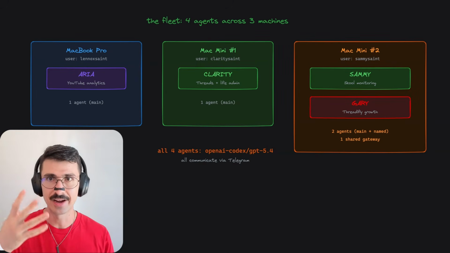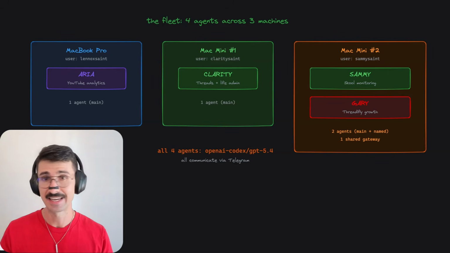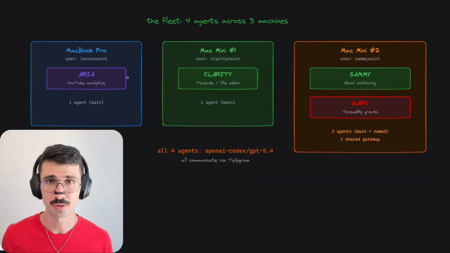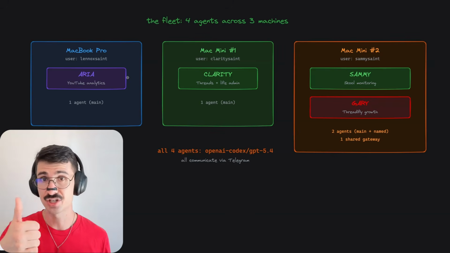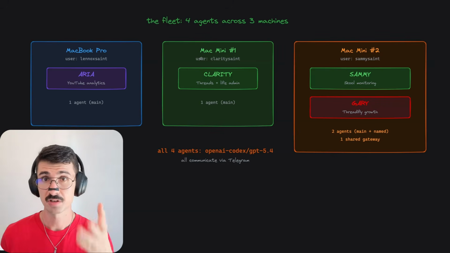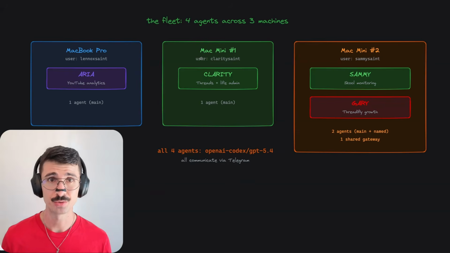I have 4 AI agents. They run 24/7 across 3 machines, and each one has exactly one job. Aria lives on my MacBook Pro. Her job is analytics for this YouTube channel, for my newsletter, and also for my podcast. Clarity lives on Mac Mini number 1. She handles all my Threads content and personal life admin.